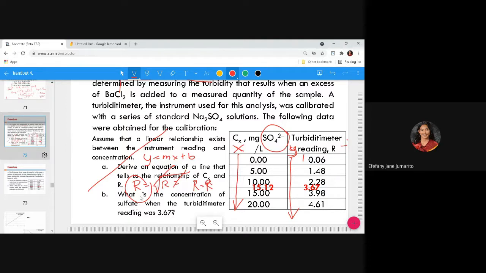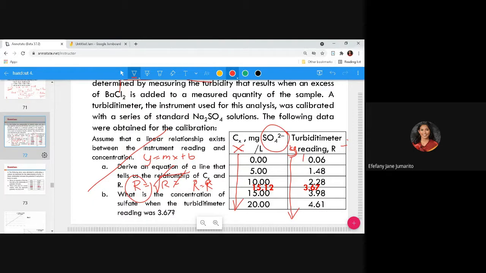Now, letter B. What is the value of R? Have you written the R square? Yes, ma'am. 0.9834. So what will be the value of R? The value of R will be just the square root of your R square. So, square root, 0.99, ma'am. Alright, so it means that your data are highly correlated to each other.